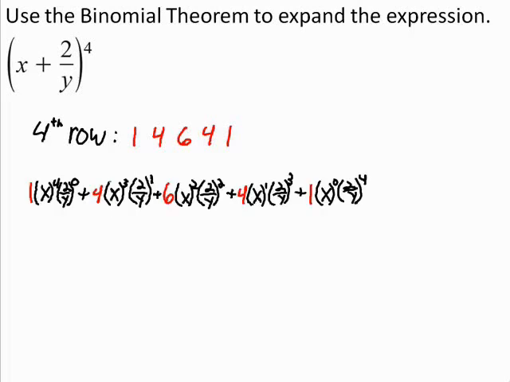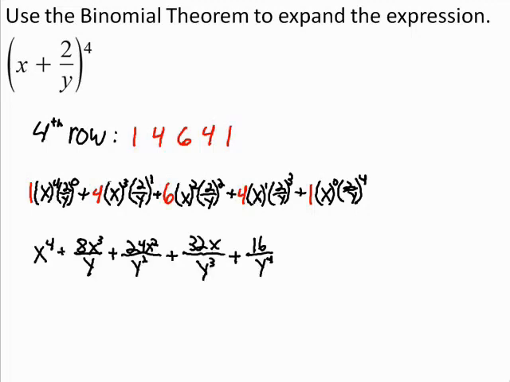1 times x to the 4th power times (2/y) to the 0th power plus 4 times x cubed times (2/y) to the 1st power plus 6 times x squared times (2/y) squared plus 4 times x to the 1st power times (2/y) cubed plus 1 times x to the 0th power times (2/y) to the 4th power. The power the x is raised to decreases by 1 each term, and the power the 2/y is raised to increases by 1 each term.